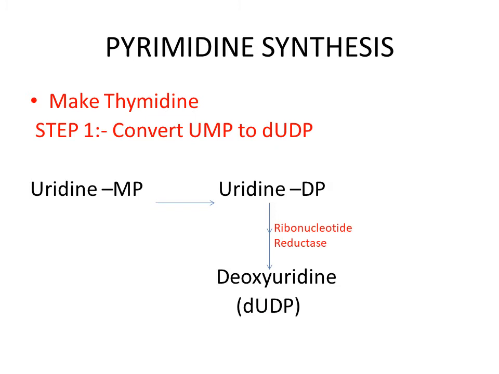We can make dUDP from uridine monophosphate, and that uridine monophosphate will undergo phosphorylation and make uridine diphosphate, and that uridine diphosphate will convert into dUDP with the help of ribonucleotide reductase. If we don't have enough ribonucleotide reductase, we cannot make dUDP. We are going to see some medication that is related to ribonucleotide reductase.